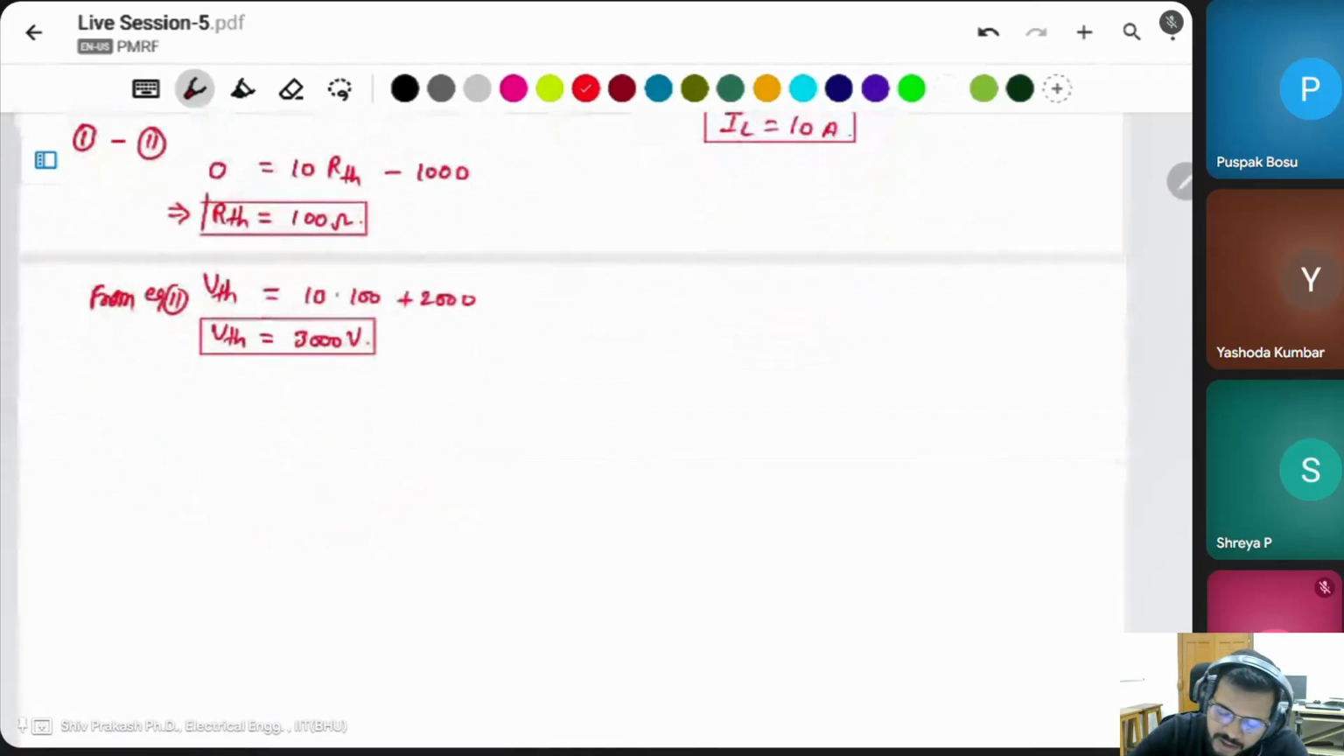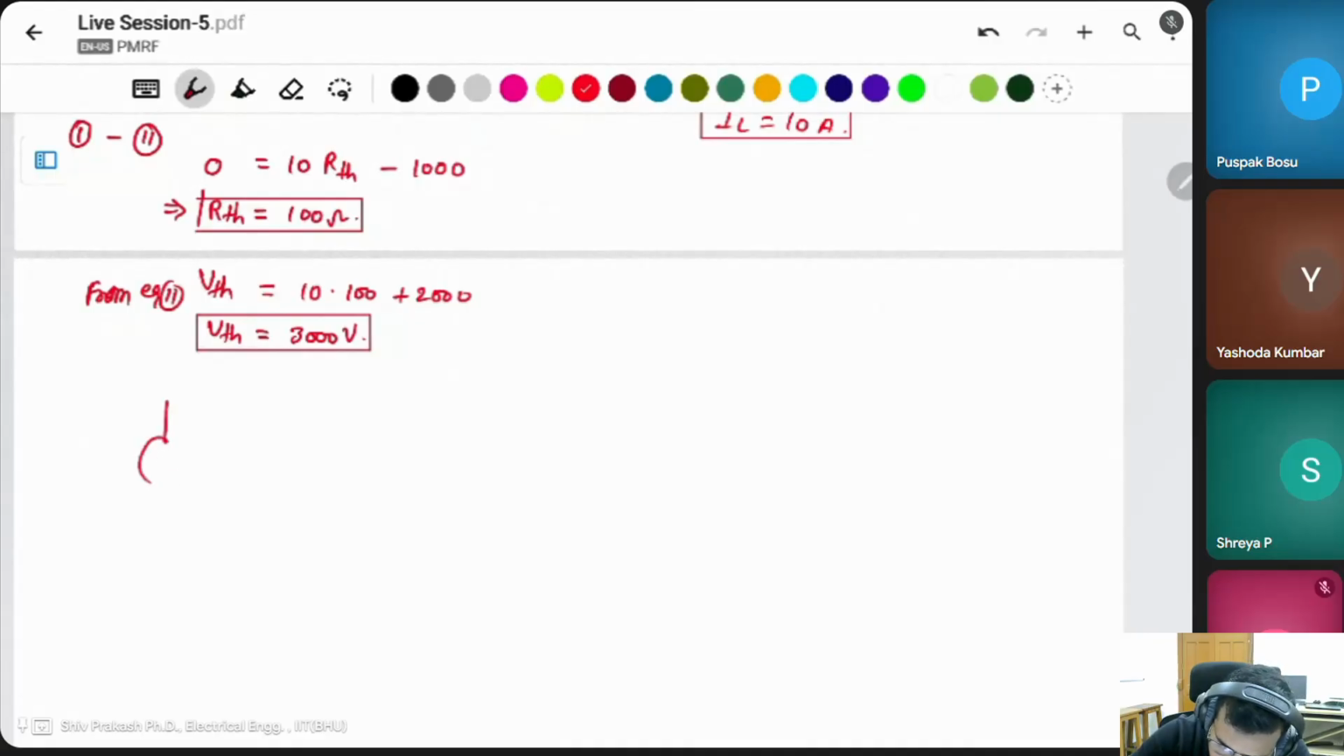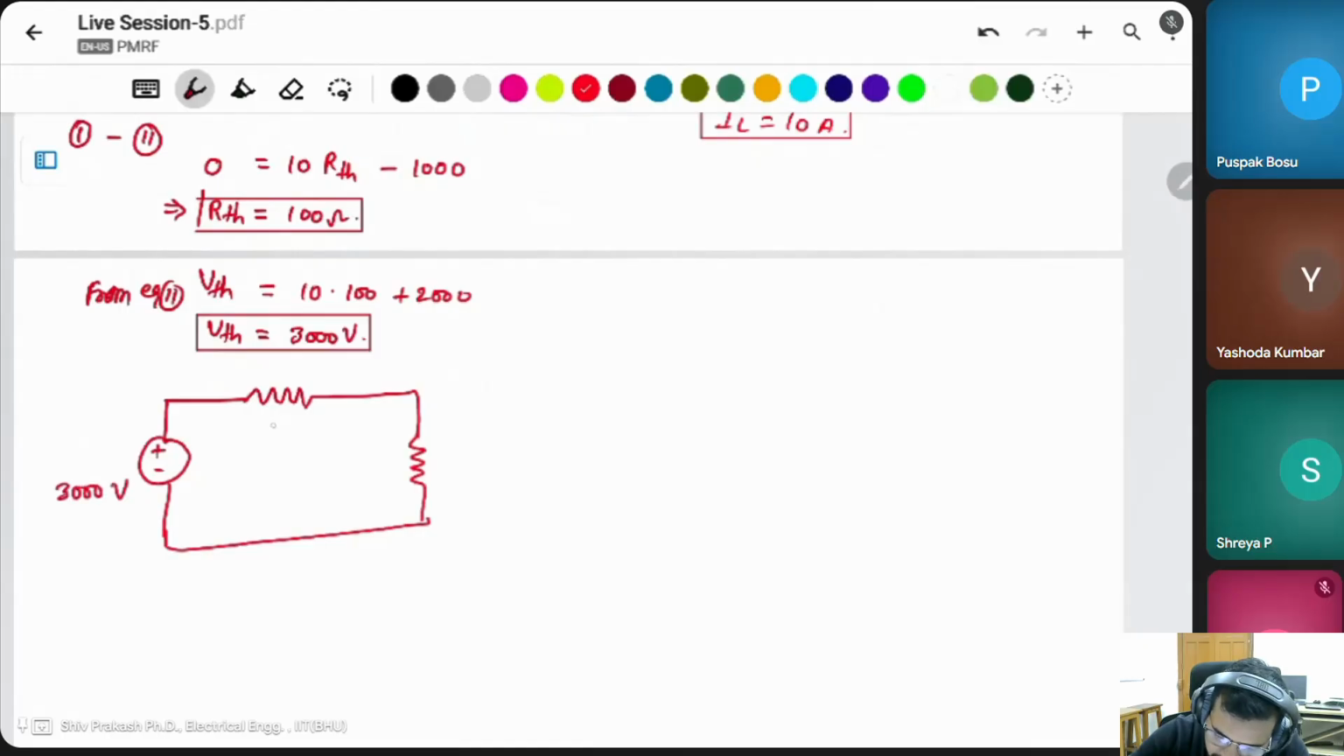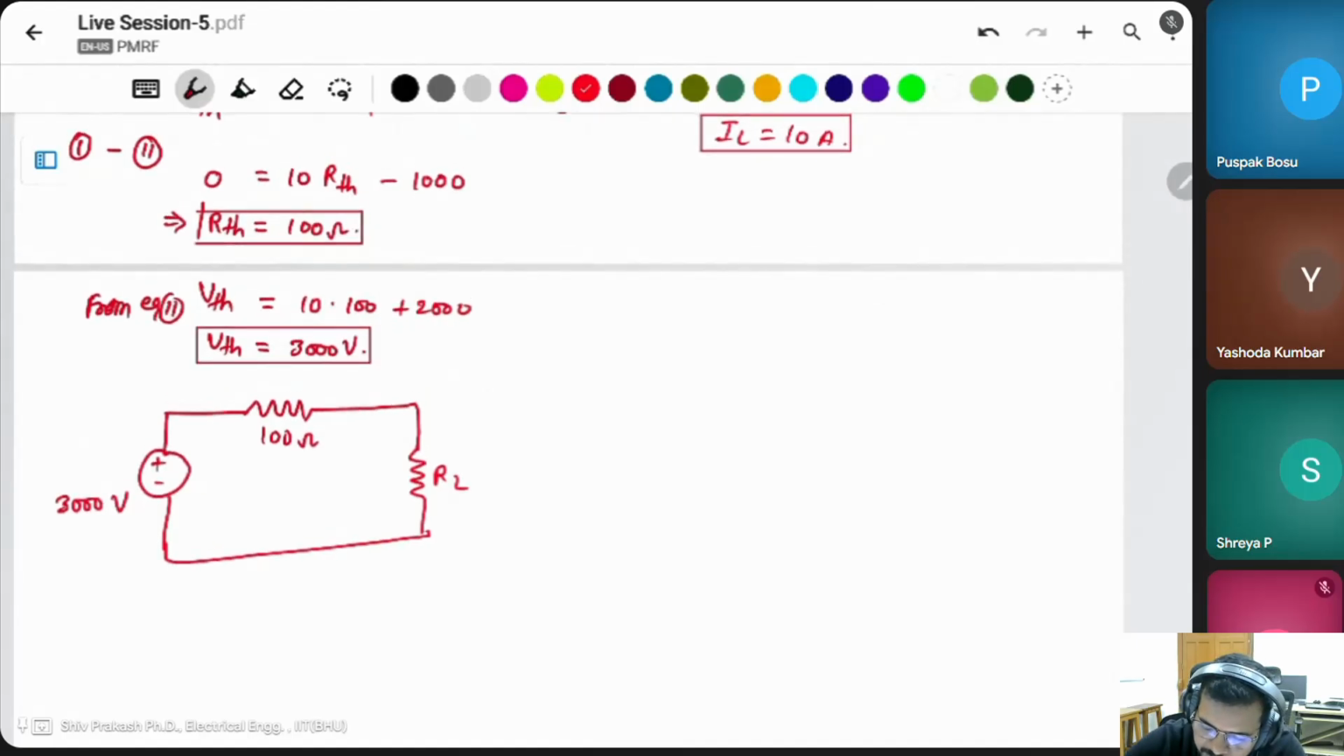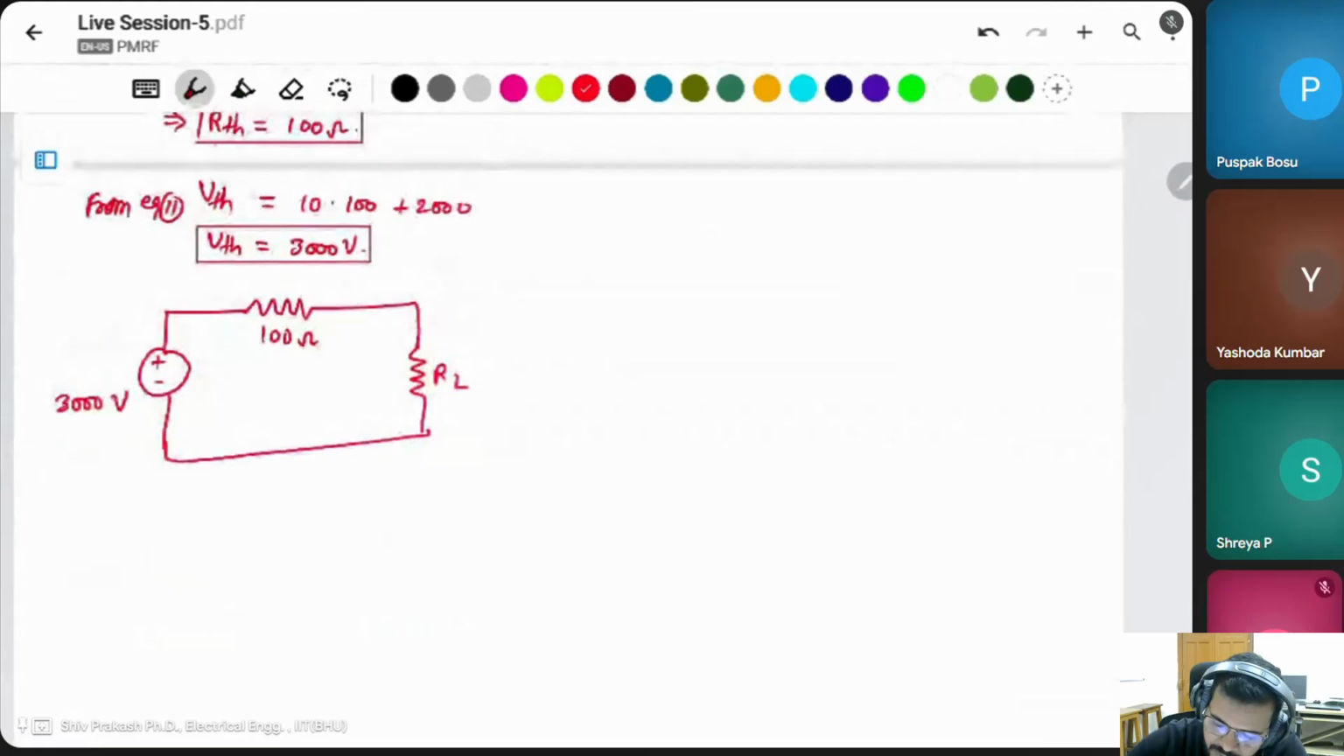RTH you get, VTH you get. And what is the circuit? This is a 3000 volt source. This is the 100 ohm. This is the RL. And what is the maximum power? For maximum power, RL is equal to RS, or here RTH. It will be 100 ohm.